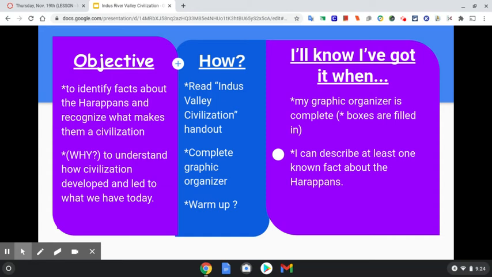So, today, if you started reading and you've got to this part, you notice that it told you you're going to do your warm up at the end today. That is correct. Your objective is to identify facts about the Harappans and recognize what makes them a civilization. Why? To understand how civilizations developed and led to what we have today. So, how you're going to do that? You're going to read the Indus Valley Civilization handout and complete a graphic organizer and then do your warm up. You'll know you've got it when your organizer is complete by having the starred boxes filled in, and you can describe at least one known fact about the Harappans.